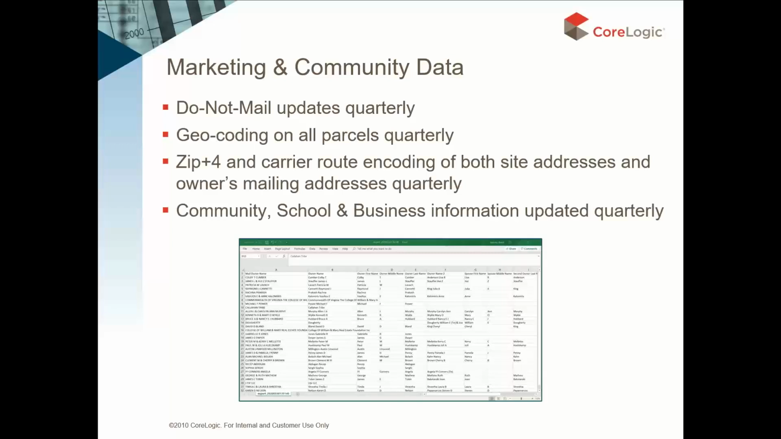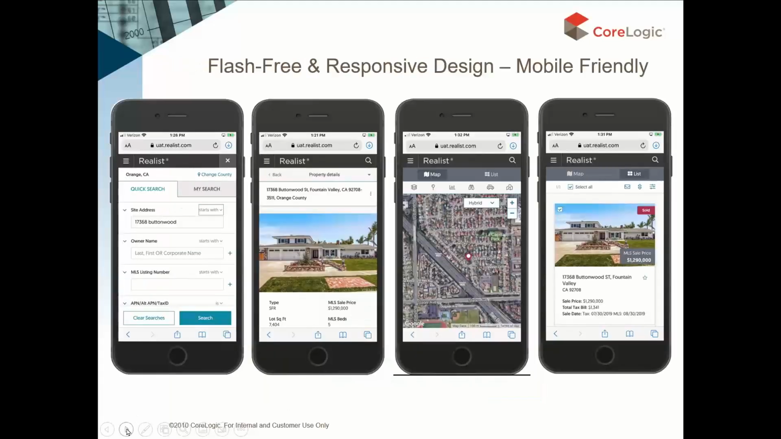But we do have all the correct mailing information for these people. So again, if you need to get in contact with someone, we do have all that information for you about owners' mailing addresses, physical addresses as well. And of course, we update all the information about your community, your schools, your businesses each quarter too.